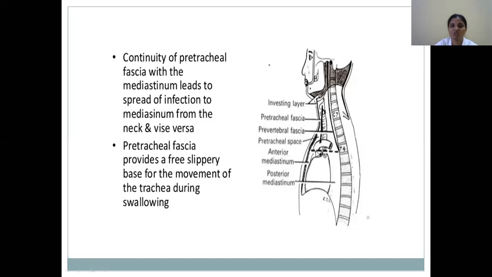So inferiorly, what happened? It blends with the apex of the fibrous pericardium. On either side, it blends with the suprapleural membrane. What is that suprapleural membrane? Sibson's fascia. Sibson's fascia, as you know, is made up of muscle and fascia. The fascial component is derived from this pretracheal layer, and the muscle is the scalenus minimus. You know that. So the fascial component of Sibson's fascia is derived from this extension of the pretracheal layer, extending down to the mediastinum.